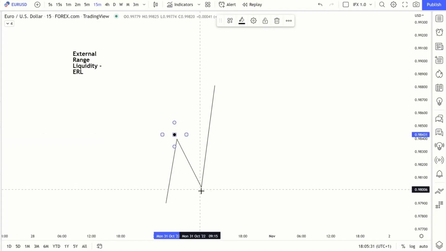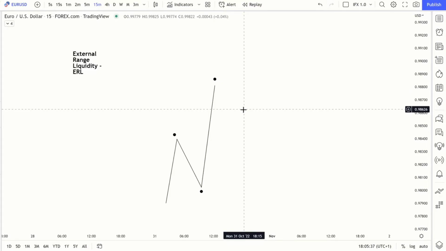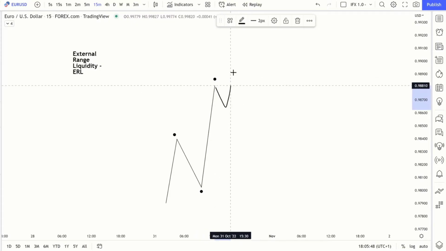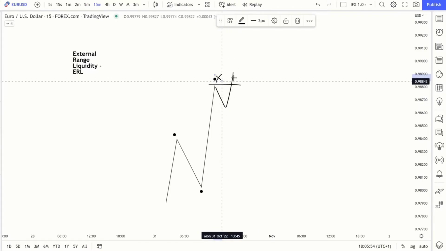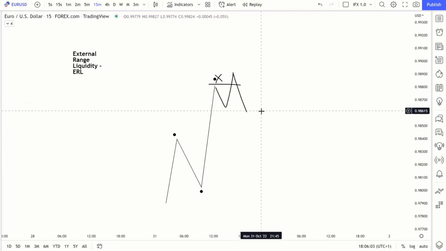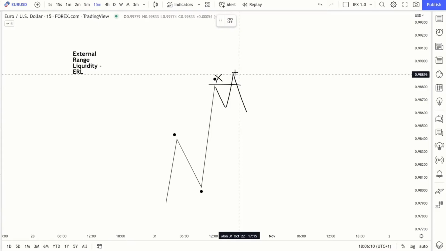So external range liquidity is essentially my swing ranges. What I want to see, and this is very powerful liquidity sweep as far as I'm concerned, is a sweep of liquidity of my swing range, swing high or my swing low, and then an aggressive reaction in the opposite direction. At that point, from a simplistic standpoint, you want to trade away from it. And if you look at this leg of price, which is essentially your most recent leg of price.